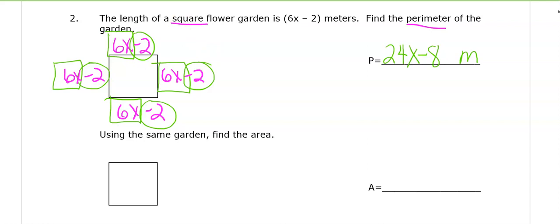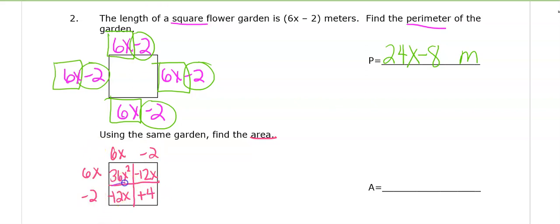Then we are going to do the area, and the area is the length times the width. Since it's a square here, I'm just going to go ahead and do the box method because it's already set up for me, so why not? It kind of explains exactly what it is. You're finding, quote unquote, the area of each square. So 6x times 6x is 36x squared. Then you have negative 2 times 6x for negative 12x. Then right here you have 6x times negative 2 for another negative 12x. And then for this square, you have negative 2 times negative 2 for a positive 4.